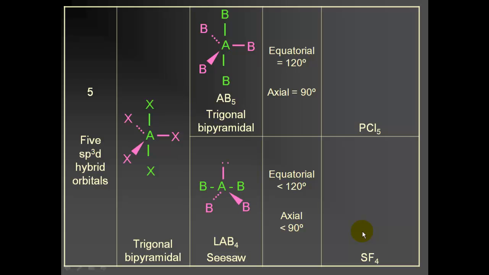And if you look at it, this is your axial, the green, remember? And the B's come off like this. Doesn't it look like a little seesaw? With the seesaw, the equatorial right here is now less than 120, but the axial, from here to here, will be less than 90.